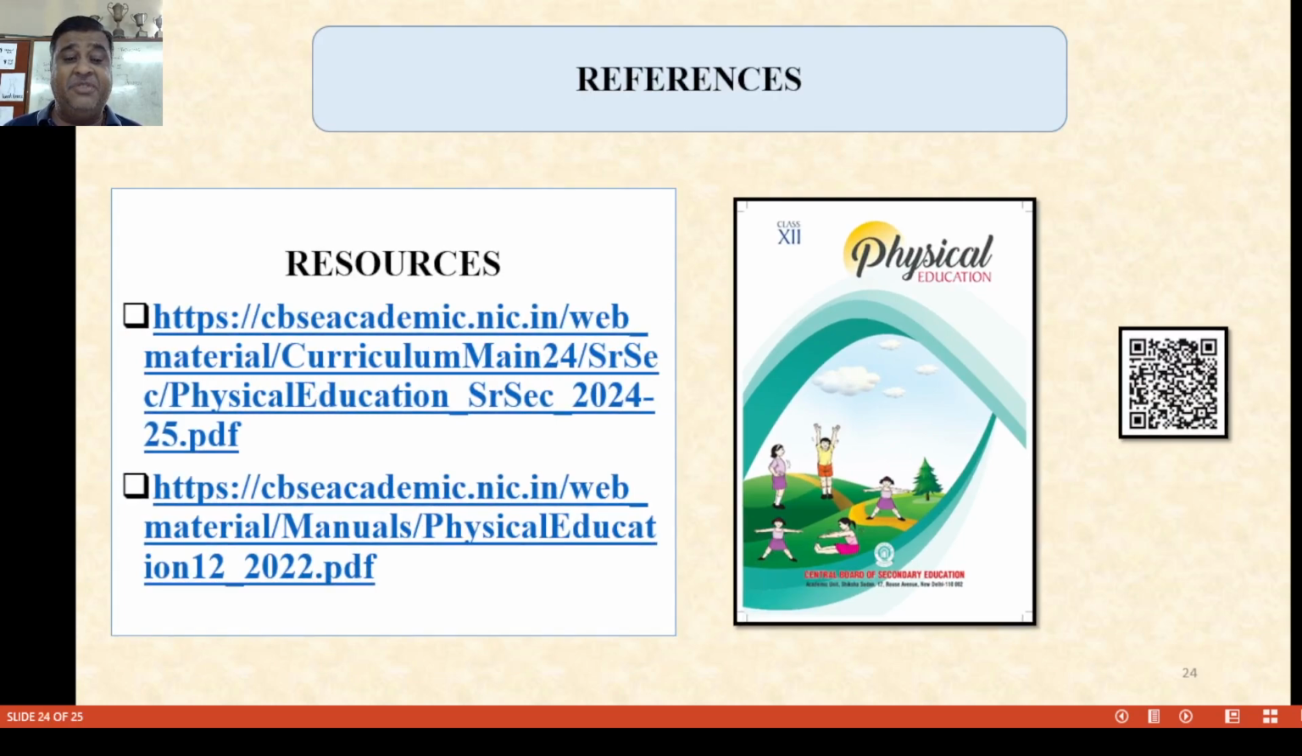Now the references which I have taken are from this particular curriculum 24-25 and the documents which I am showing you, that are in the CBSE handbooks and easily available on the CBSE site.